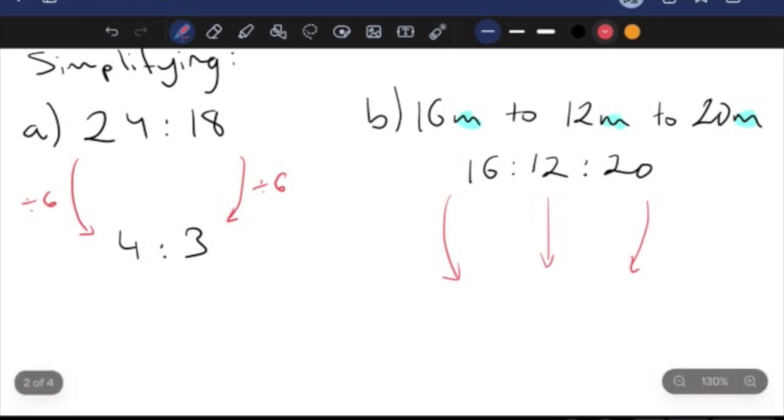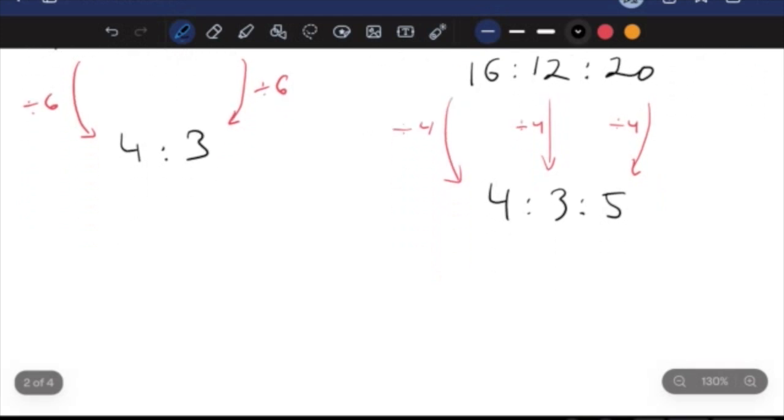Now, you can pause and have a go at this one, but with each of these, 4 will go into them. So I can divide 16 by 4, I can divide 12 by 4, I can divide 20 by 4. And once I do that, that's going to give me 4 to 3 to 5. This is my ratio. I've written the same thing, but just in a simpler form.